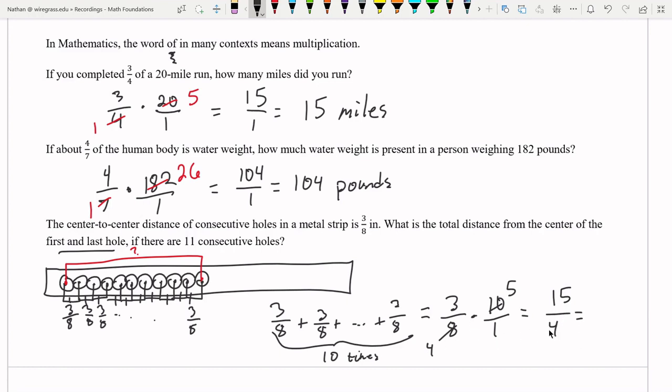And writing that, in this case, it's best to write this as a mixed number because it makes more sense, right? 15 over 4 inches doesn't make as much sense as, well, 4 can go into 15 3 times evenly with 3 left over, 3 3/4 of an inch. That makes a lot more sense when we're interpreting this answer.